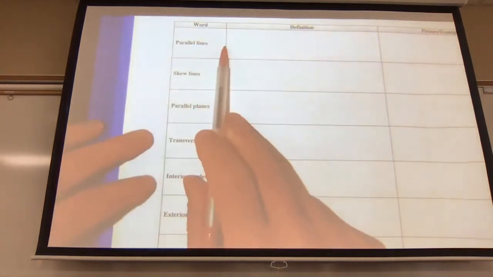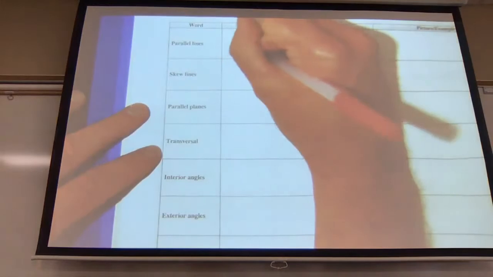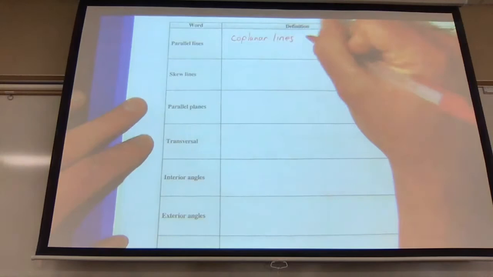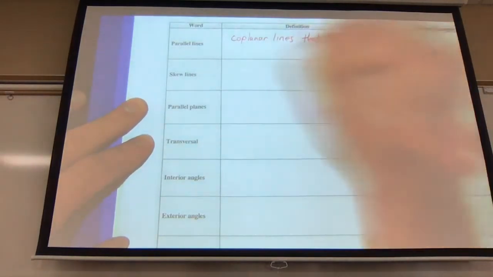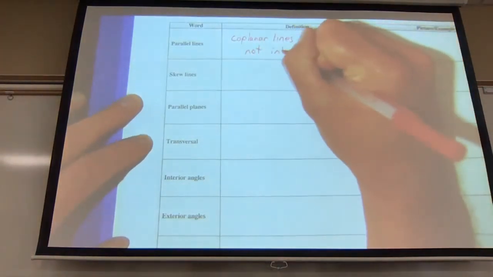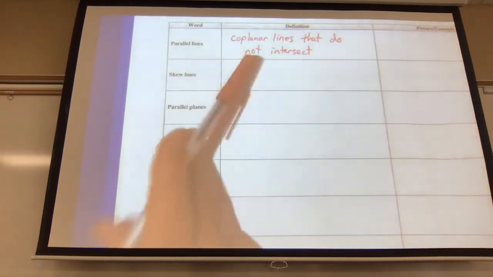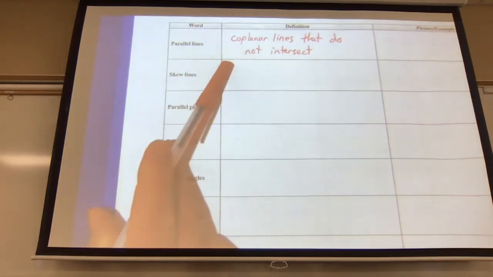So the first one is parallel lines. And parallel lines are going to be coplanar lines that do not intersect. And then we'll break down what that means. Coplanar lines that do not intersect. Coplanar means they're on the same plane. We're going to have lines that do not intersect.